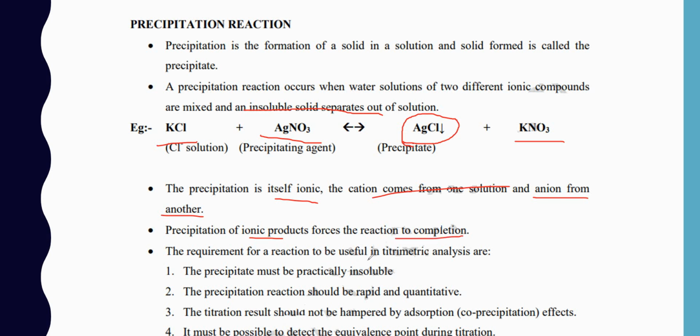The requirements of a reaction to be useful in titrimetric analysis are: the precipitate should be practically insoluble, the precipitation reaction should be rapid and quantitative, the titration result should not be hampered by adsorption or co-precipitation effects, and it must be possible to detect the equivalence point during the titration. So these are the basic requirements if we are proceeding for a precipitation titration.